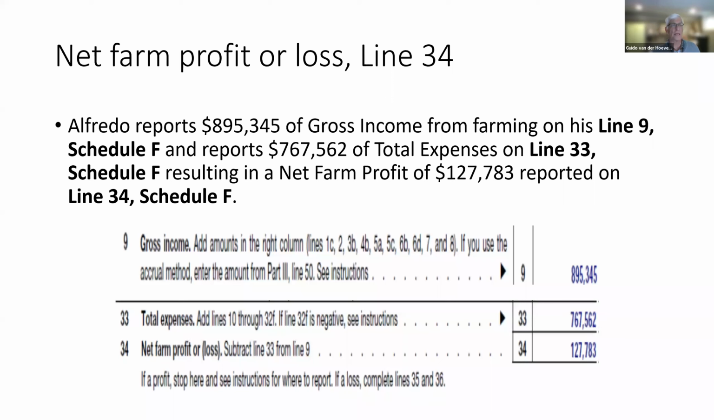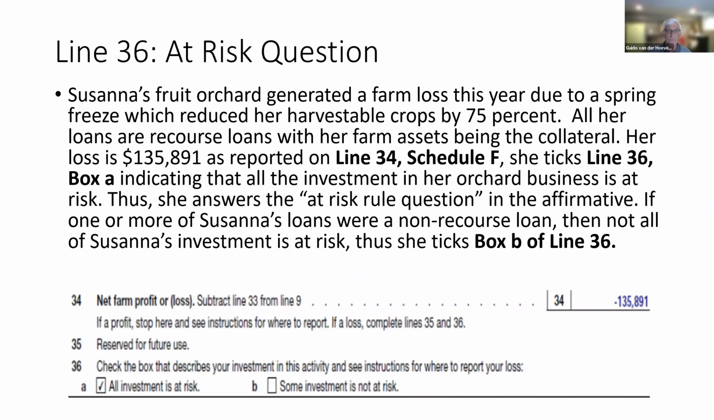And then you just get the net profit or the loss. That's going to be on line 34. So in this case, we've got Alfredo. He's got $895,345 gross income. This is coming from line 9, which is the last line number on Part 1, as you might recall. And he reports $767,562 of total expenses on line 33, as you can see illustrated here. That gives him a net profit after all expenses of $127,783. And again, scale doesn't matter per se. I'm just illustrating this with some numbers to see where they all fly through.